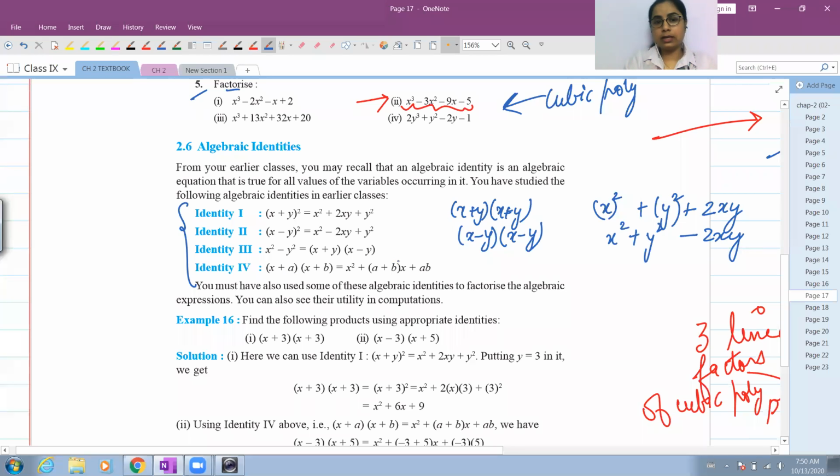Then the third identity involves difference of two squares. This is actually very important. Difference of two squares, it is given by the sum of terms multiplied with the difference of terms.